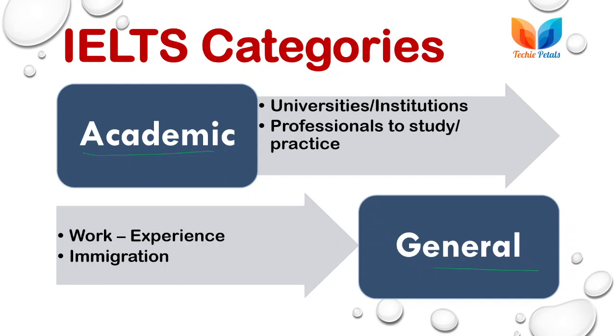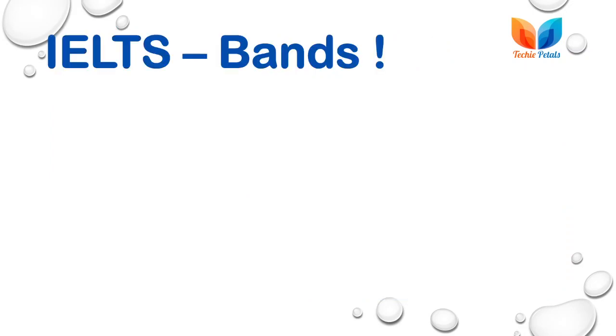The test components like reading, writing, speaking and listening are almost the same for these 2 categories. There is a slight difference between reading for the Academic and General categories. Otherwise all test components are the same. So let's discuss the IELTS band. For the IELTS exam, as a result you are going to get a band on a scale of 1 to 9.